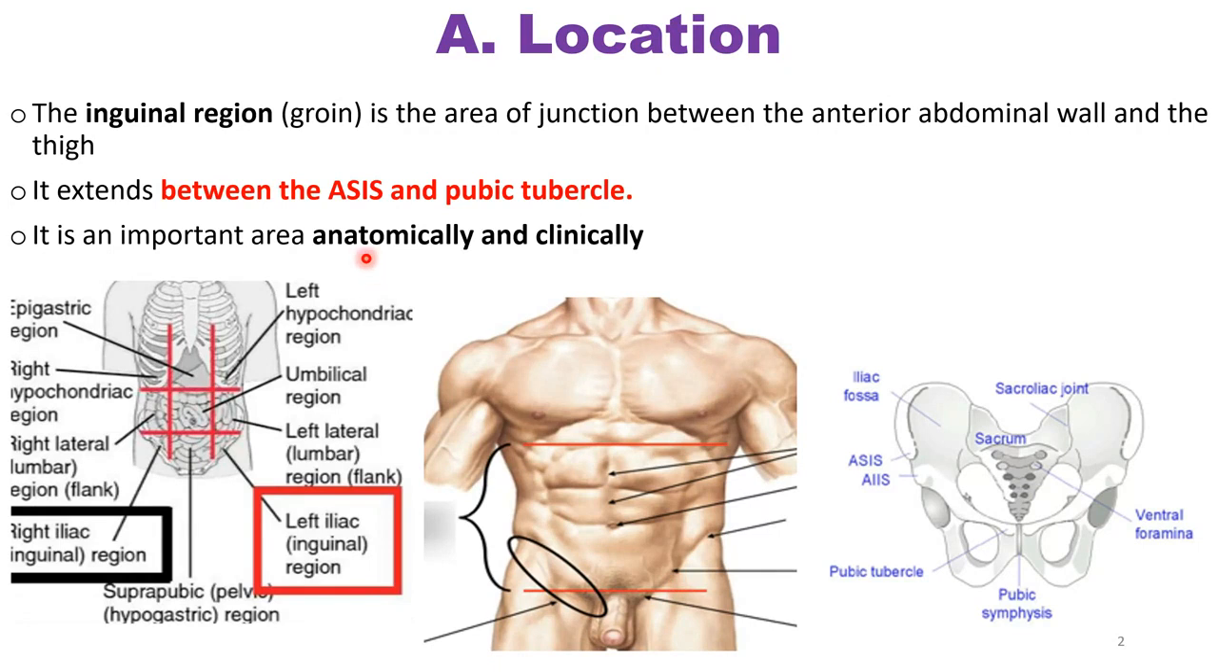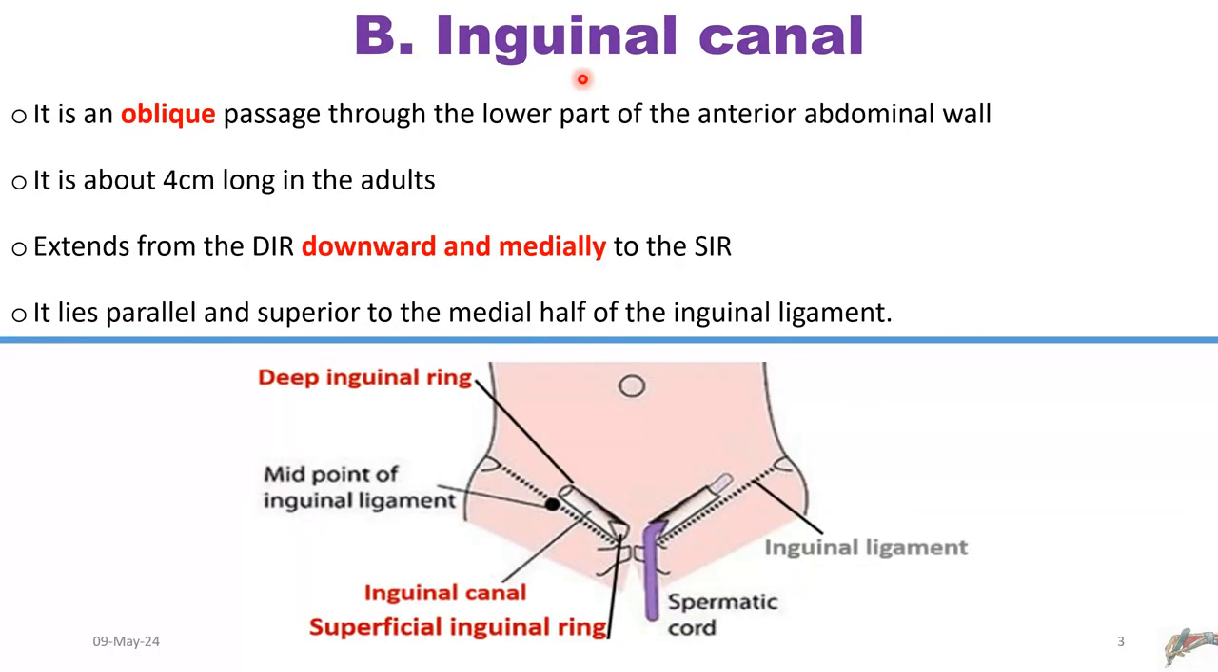Then I was saying that these regions are important anatomically because they are where structures go downwards towards the external genitalia in both sexes, and then from the external genitalia upwards towards the abdomen, as we shall see. Then it's important clinically because it's a weak spot through which hernias can easily occur, hernias that we shall later call inguinal hernias. Okay.